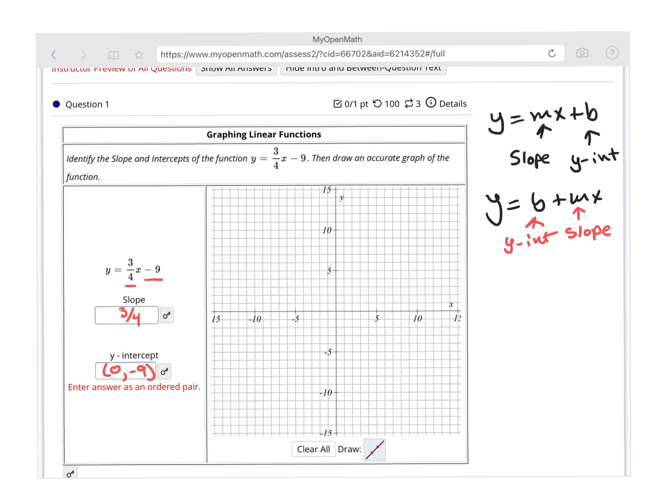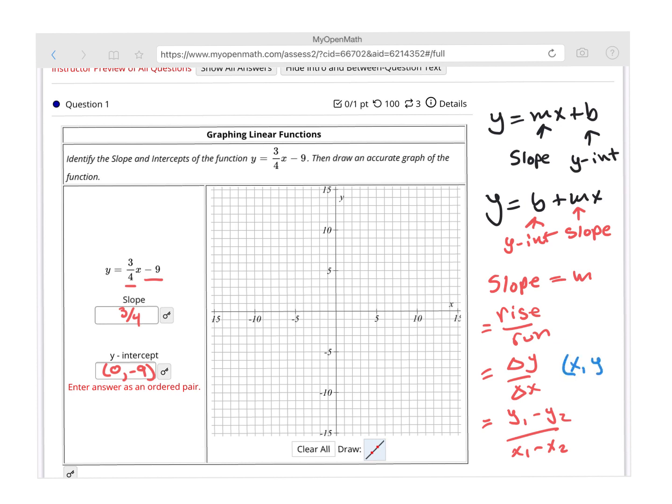Now at this point, we should talk a little bit about what slope means. Slope, which we abbreviate with an m, is usually written as rise over run. It can also be written as the slope is equal to delta y over delta x, which means the change in y over the change in x, or if we were given 2 points, we would write it as y1 minus y2 over x1 minus x2 if we're given 2 points on a line. Now, the 2 points on the line would be given to us in the form (x1, y1) and (x2, y2).